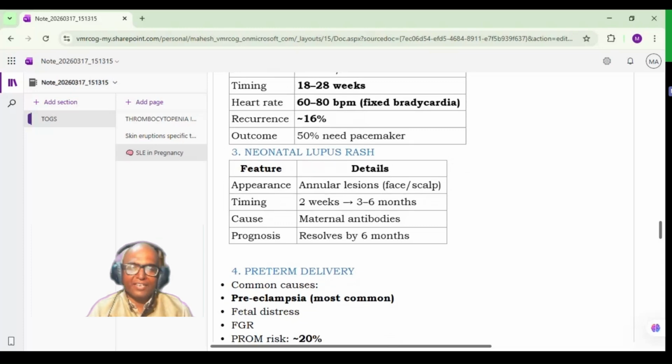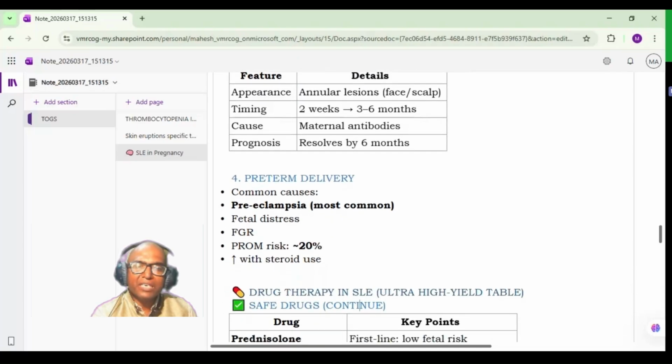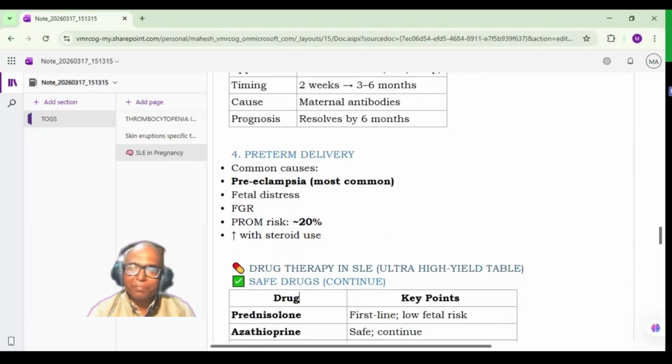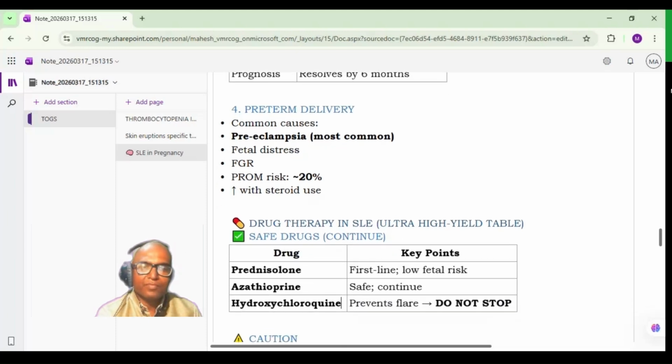Then coming to the neonatal rash, neonatal lupus rash. Okay, this is seen as annular lesions in the area of the face and scalp. Timing is generally after 2 weeks and can happen up to 3 to 6 months also. Generally, it is because of maternal antibodies which cross the placenta, and generally it gets resolved by around 6 months. Okay, preterm delivery may be because of preeclampsia, fetal distress, FGR. PROM risk is around 20% and increases with steroid use.